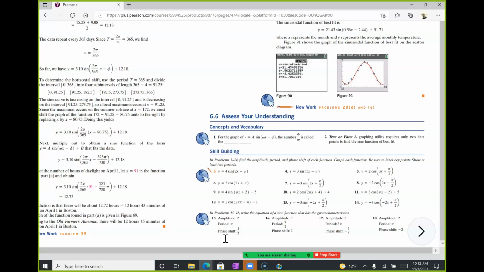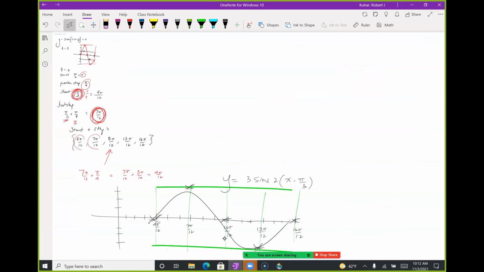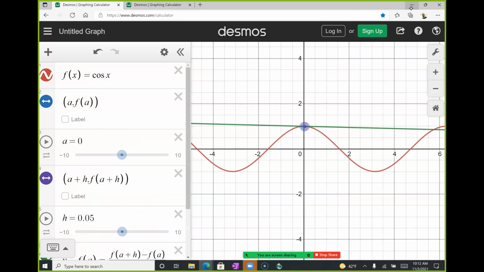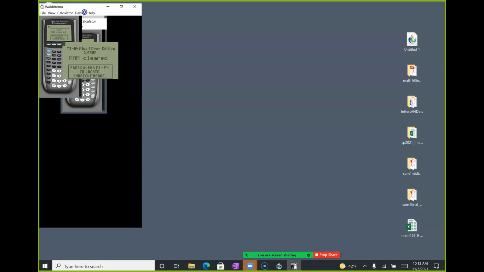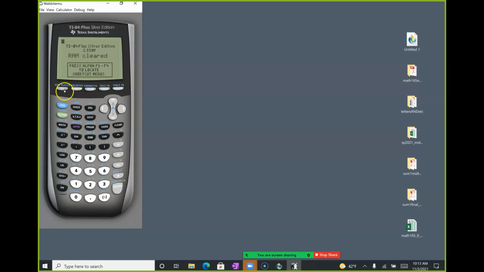Now let me show you how I put that one in my calculator, because I want you to see it. It's a little strange. You just have to practice with the calculator. It's hard to see the box sometimes, but the key is going to be how you scale the grid. So in y equal, I'm putting that 3 times the sine of 2 parenthesis x minus pi over 3.